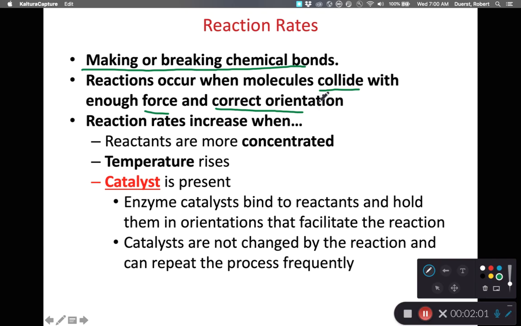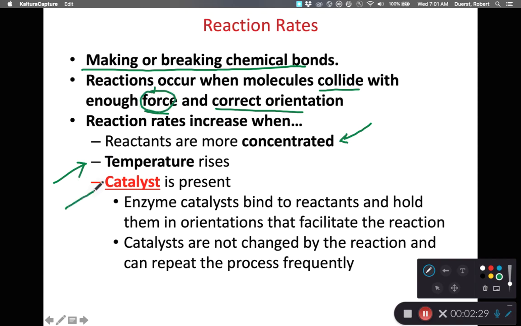So as we think of things we can do to increase the rate of a chemical reaction, if we make a reactant more concentrated, we are going to make a collision more likely. It's going to be more crowded, so they'll be more likely to have a collision. If we increase the temperature of the mixture or the reaction chamber, that increased temperature is going to cause the molecules to move faster, and that's going to cause them to collide with more force.